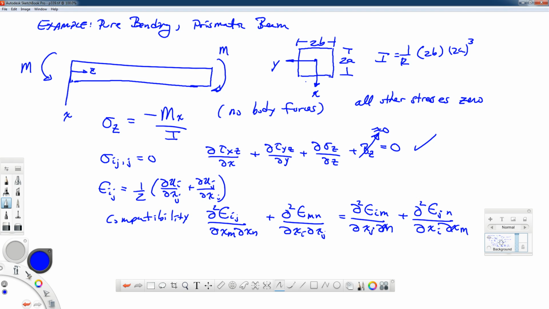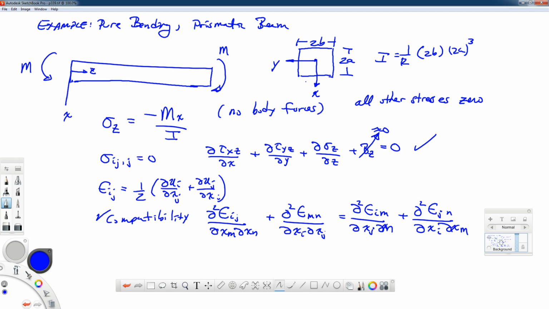And notice those are second partial derivatives of the strains with respect to position. And our stress-strain relations say that at most our strains are going to be some constant times the stresses, and so by the time we take the second partial derivatives with respect to x, all of those terms will vanish as well. So compatibility in this case is also satisfied without having to worry about enforcing that in some other way with our equations.